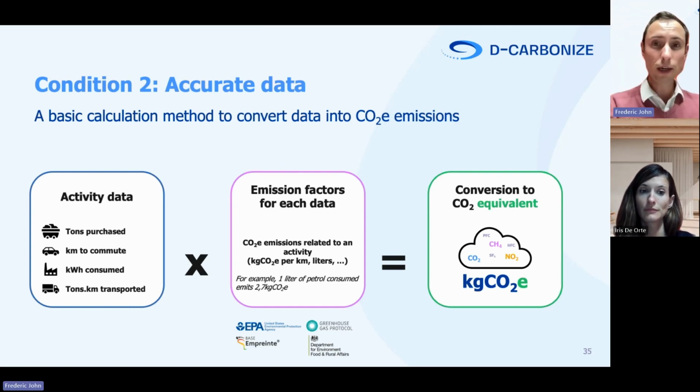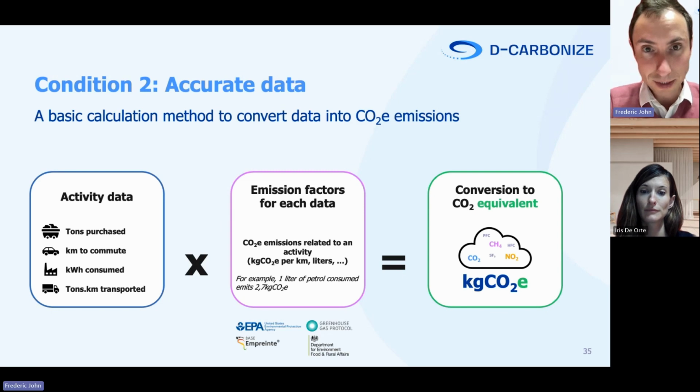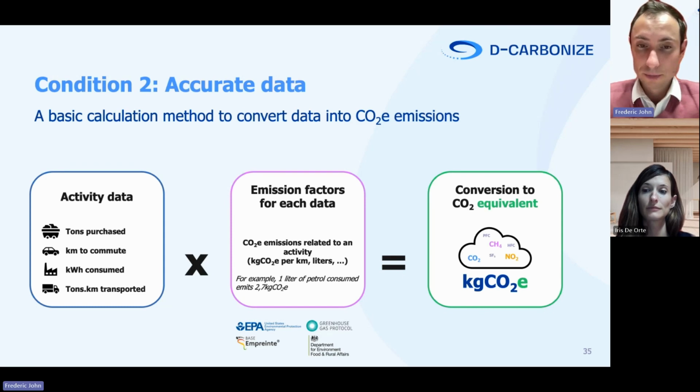Complete and accurate. And here, we need to bring this down to two different variables, activity data and emission factors. Activity data will be the data that we will collect at your company. For example, the tons of materials purchased, the kilometers that you're driving with your car, the kilowatt hours of gas, of electricity that is consumed. These are the activity data. And the more precise they are, the better it is.